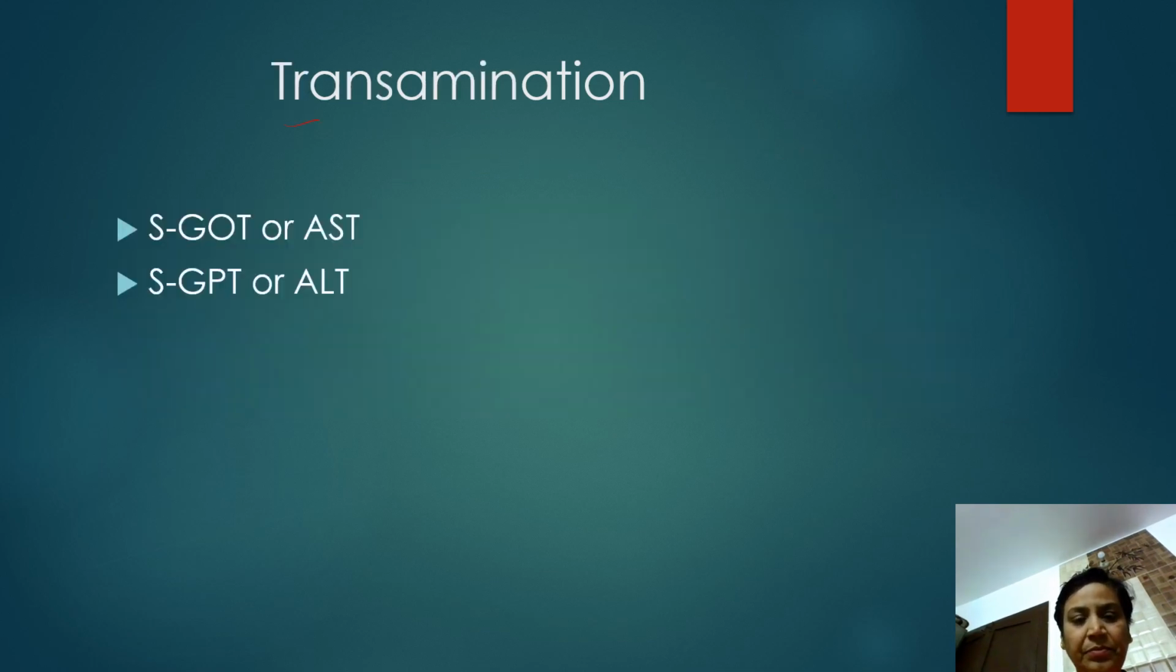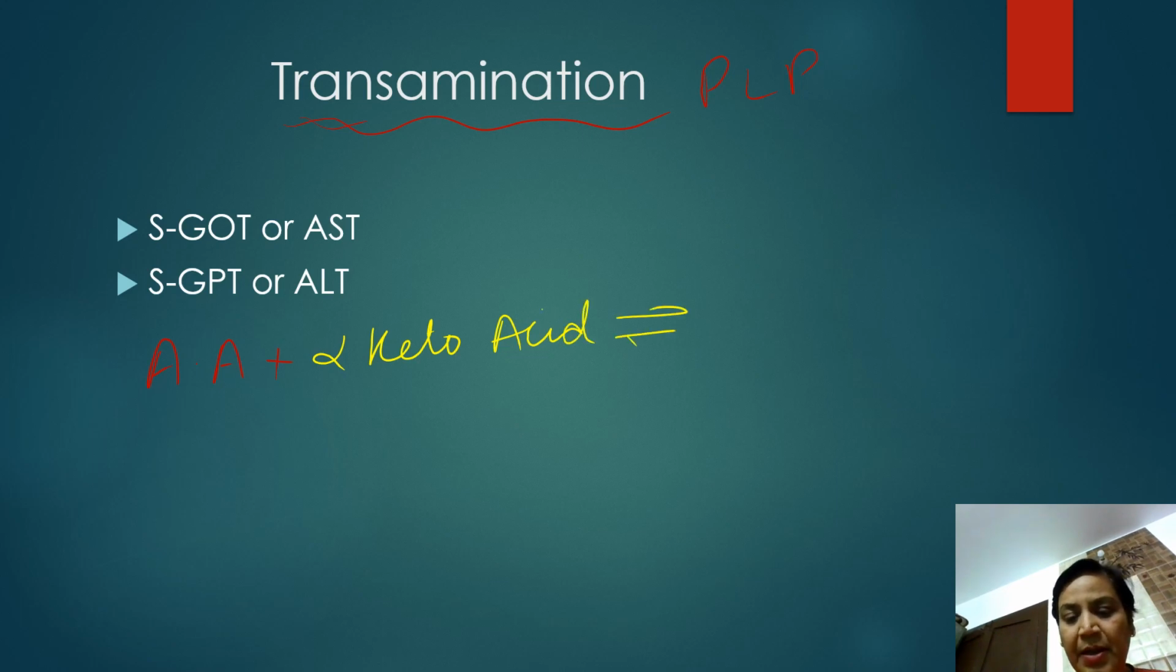Second is transamination. Transamination cannot occur without again PLP. All the amino acids undergo transamination, meaning transfer of the amino group from an amino acid to a keto acid to form a new amino acid and a new keto acid.